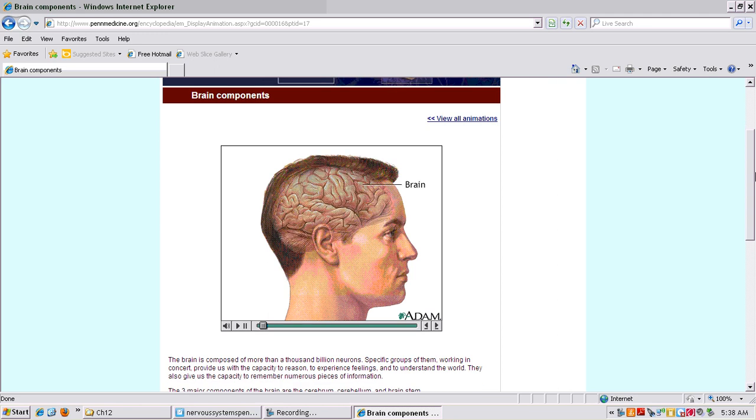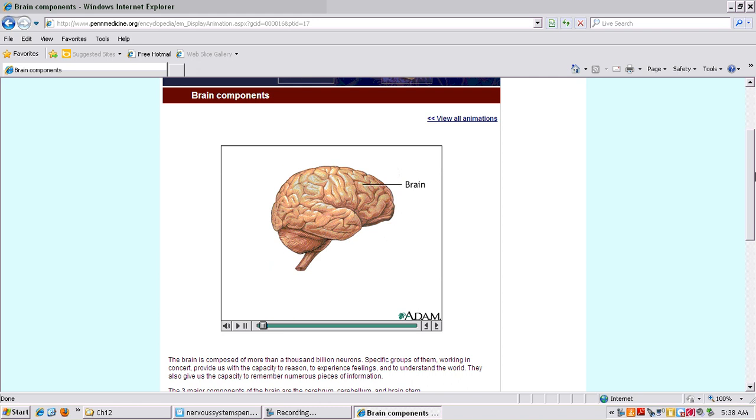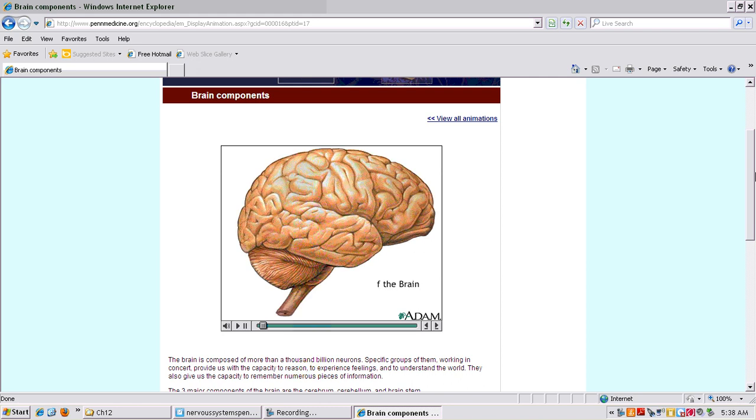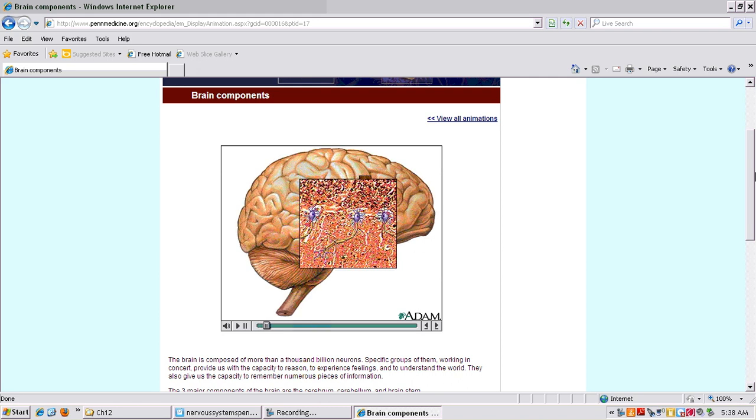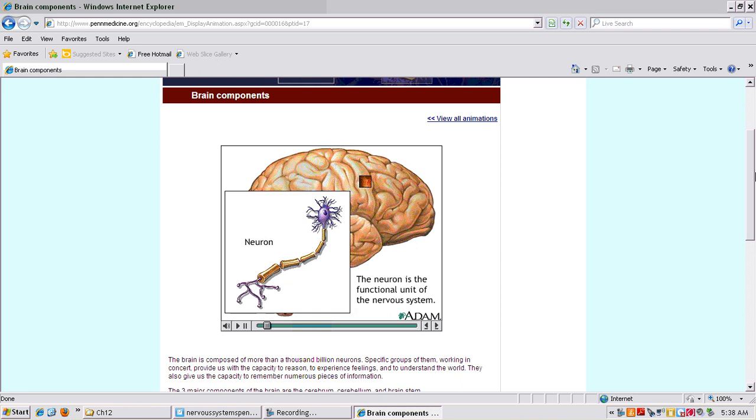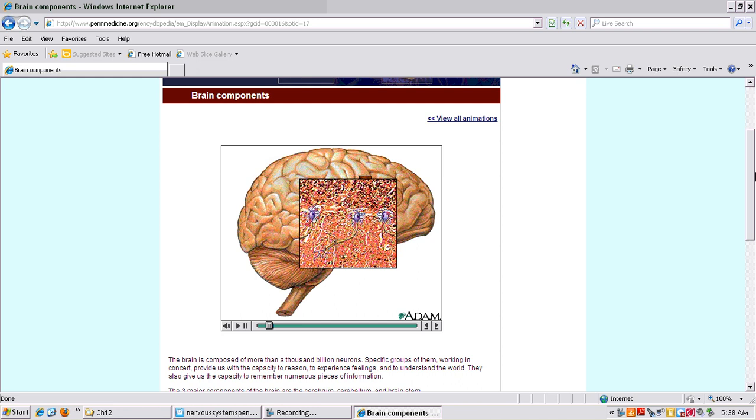The brain is composed of more than 1,000 million neurons. Specific groups of them, working in concert, provide us with the capacity to reason, to experience feelings, and to understand the world. They also give us the capacity to remember numerous pieces of information.